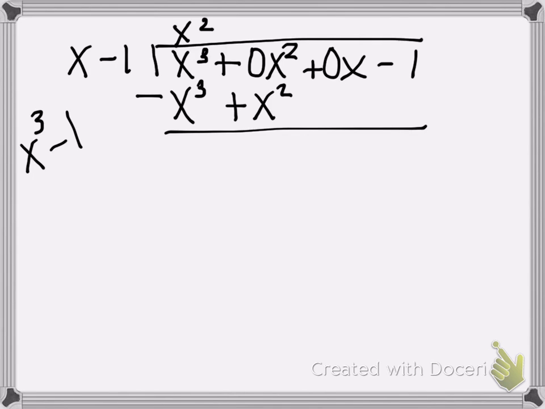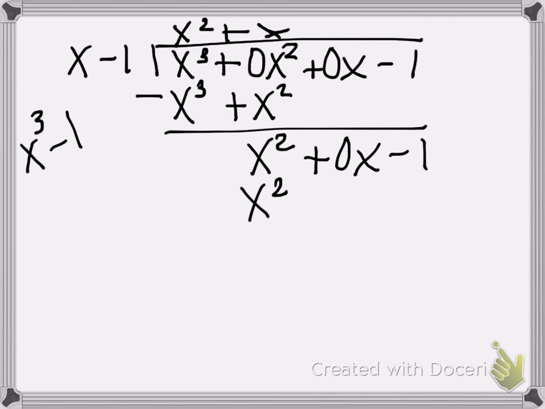The x cubes cancel out, and you are left with x squared. Go ahead now then and bring your 0x minus 1 down. And then divide. X goes into x squared, x times. There we go. All right, now we're going to distribute. X times x is x squared, and x times 1 is negative x.